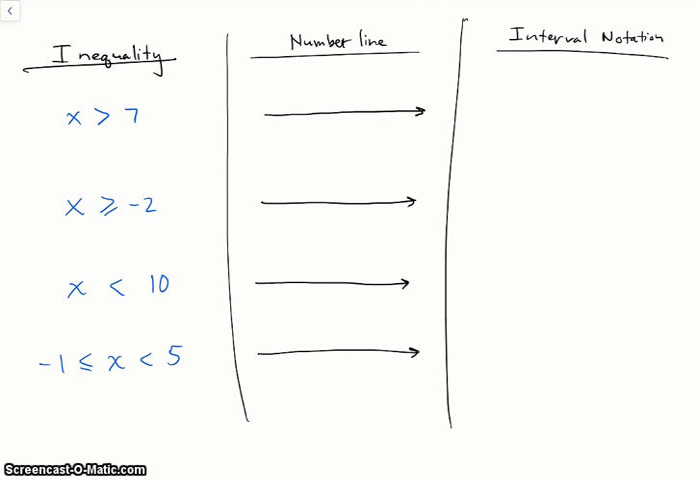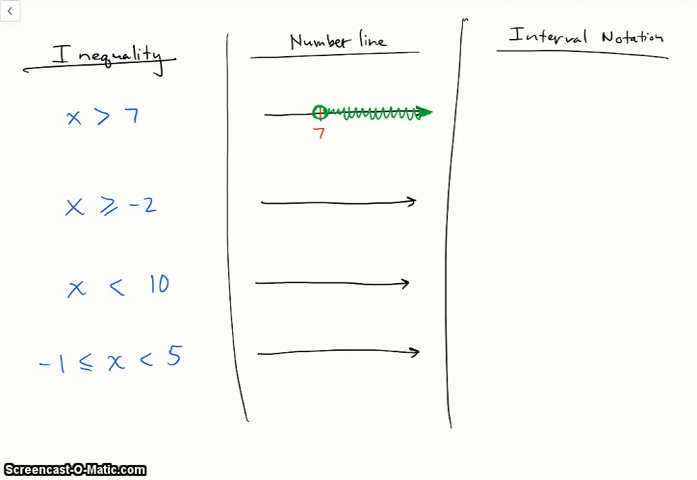So let's say this is our number line, and 7 was right here. X is greater than 7 would mean all of the numbers greater than 7. All of the numbers greater than 7 are to the right, so we're going to shade to the right. And then we would ask ourselves, well, is 7 greater than 7? Is 7 a part of this solution set? The answer is no, 7 is not greater than 7. So in that case, we're going to leave an open circle.